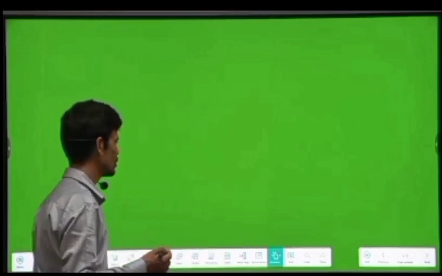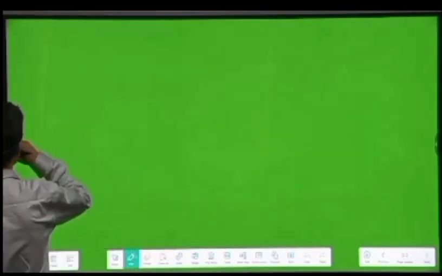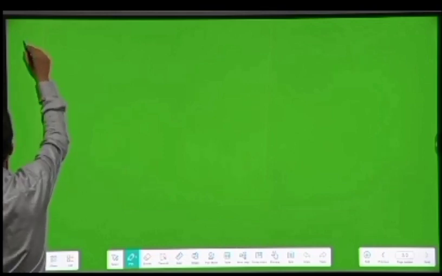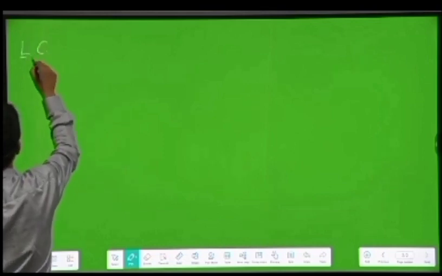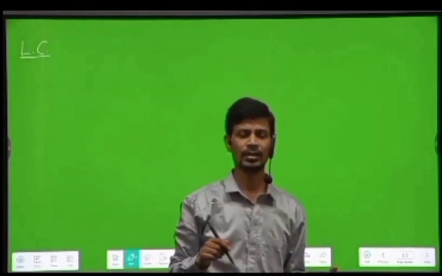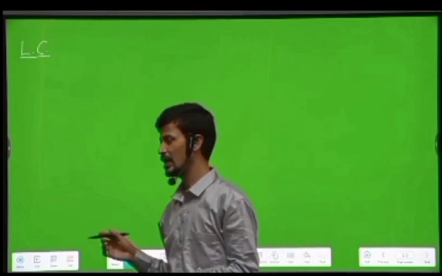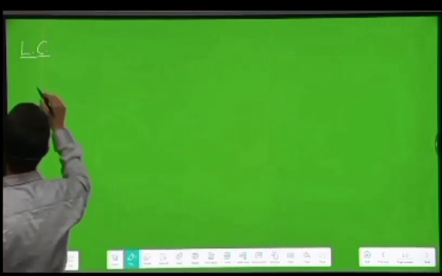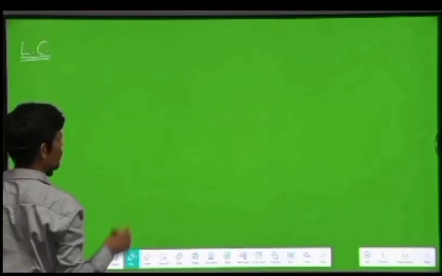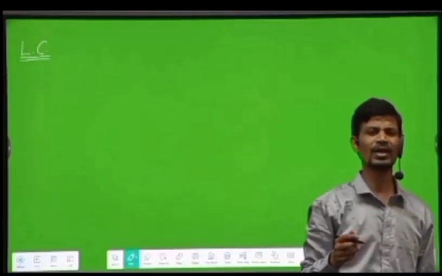Okay, so first we will start with the concept of least count. Why is it important? Because in many measurements, this least count is going to play an important role. So what is this least count all about? It is the minimum non-zero value to be measured by a measuring device. Why am I saying non-zero value?